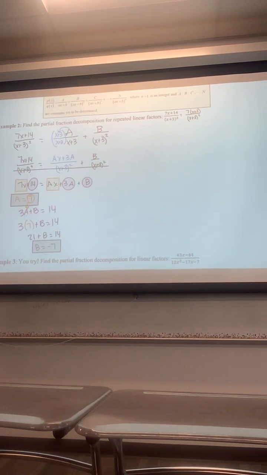Our answer is that 7 over x plus 3 minus, why is it minus? Because b is negative. If you want to, you can do a plus, a minus 7. I'm just going to stick with minus 7 over x plus 3 squared. And we're saying that that is equivalent to our original expression, 7x plus 14 over x plus 3 squared. That's how that pattern works.